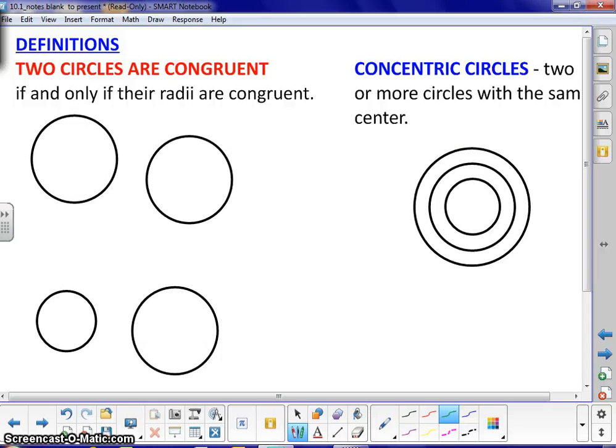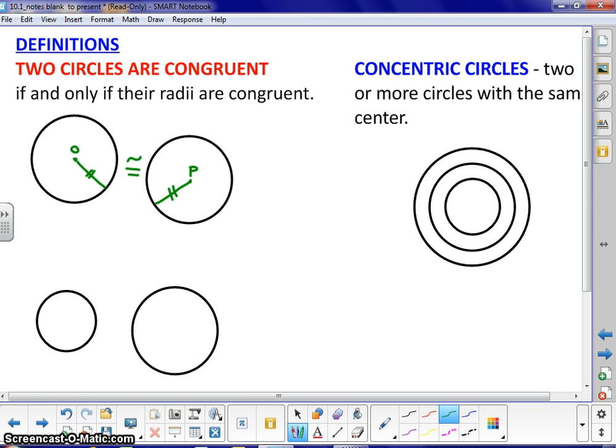The next couple definitions are here on this page. We have two circles that are congruent if and only if their radii are congruent. So for example, here's circle O and circle P, and with the common tick marks, we can see that they both have the exact same length, therefore we know that these are going to be congruent to each other.